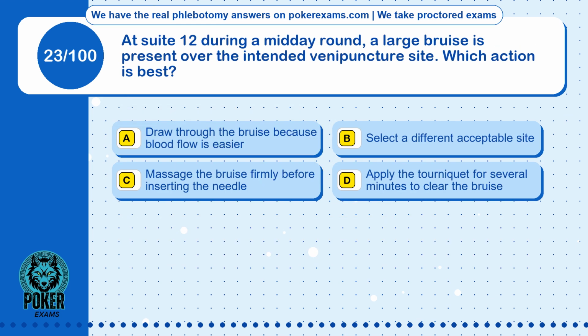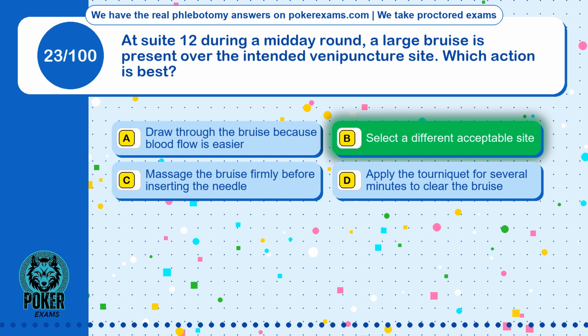Question 23. At Suite 12 during a midday round, a large bruise is present over the intended venipuncture site. Which action is best? Option A. Draw through the bruise because blood flow is easier. Option B. Select a different acceptable site. Option C. Massage the bruise firmly before inserting the needle. Option D. Apply the tourniquet for several minutes to clear the bruise.